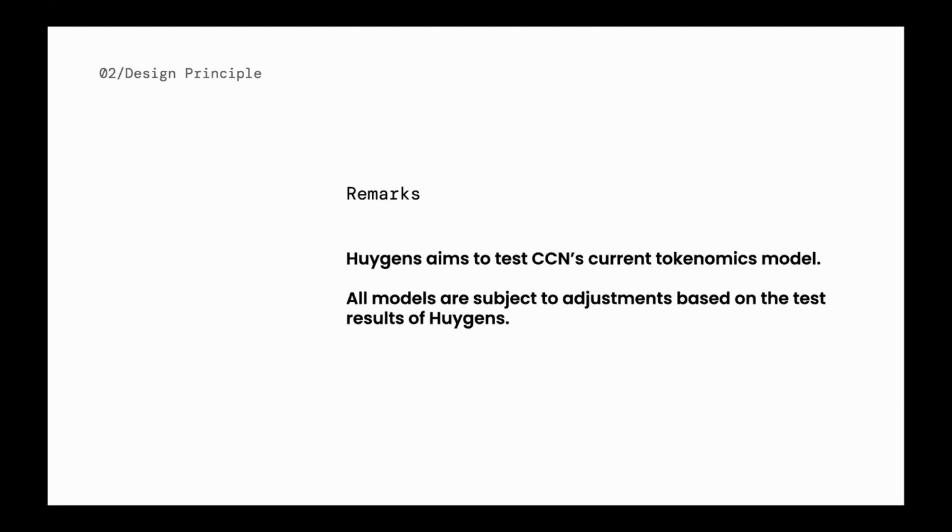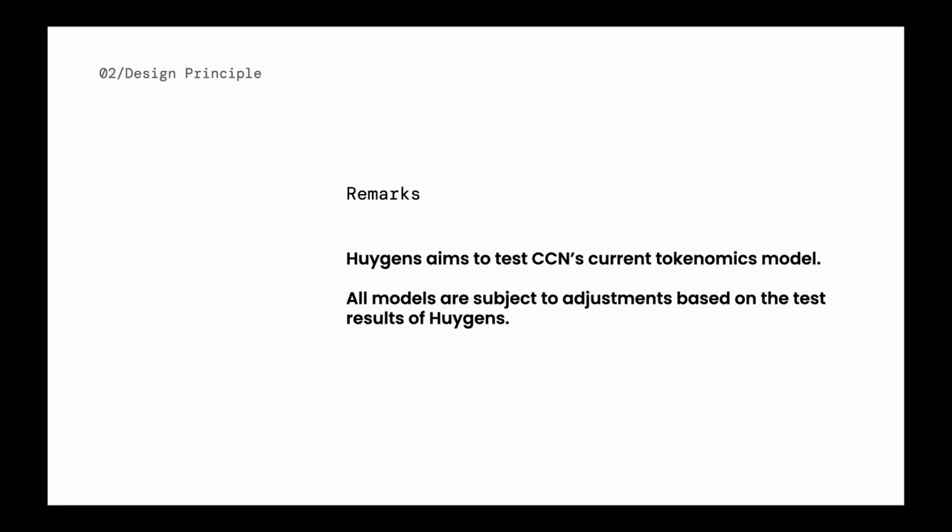But before I dive into the details of the tokenomics, let me give some remarks. The Huggins testnet, which is our second testnet, will be the last testnet before we launch the mainnet. Huggins will be launched later this month, and it aims to test the CCN's current tokenomics model. Because this is a testnet, right? We designed this model carefully, but we cannot be 100% sure this is going to be the perfect model.